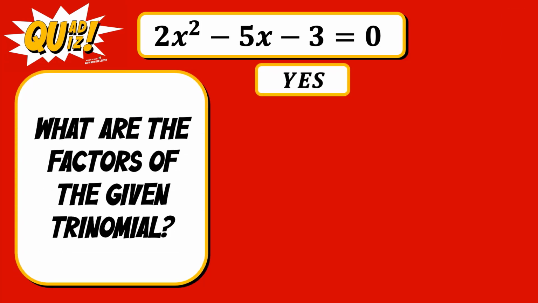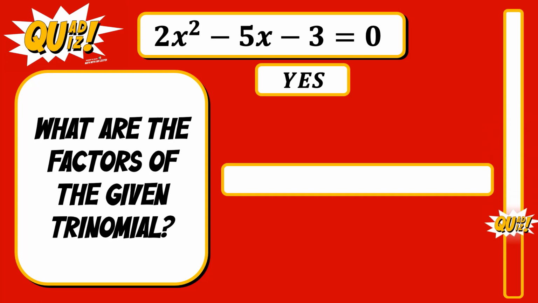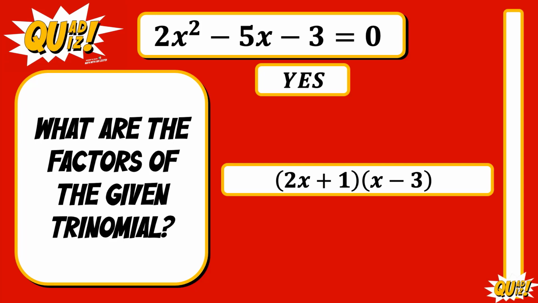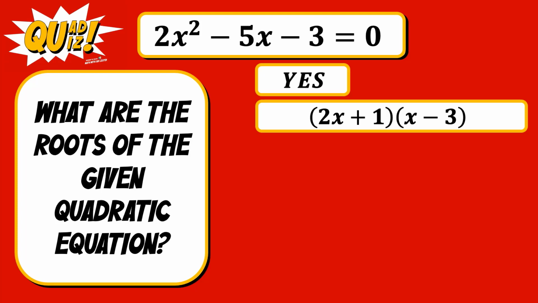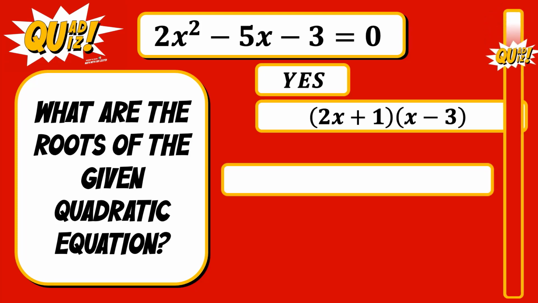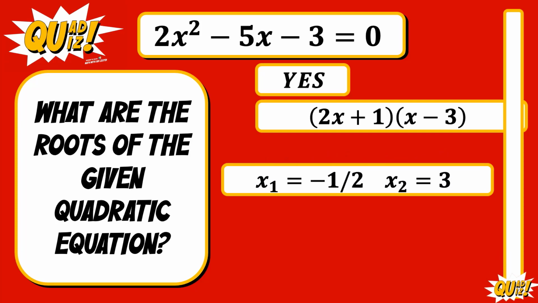Then what are the factors of the given trinomial? The factors are 2x plus 1 and x minus 3. What are now the roots of this given quadratic equation? The correct answer is -1/2 and 3.